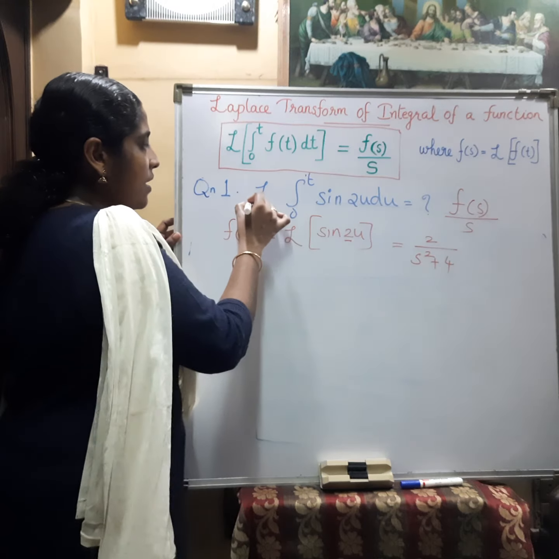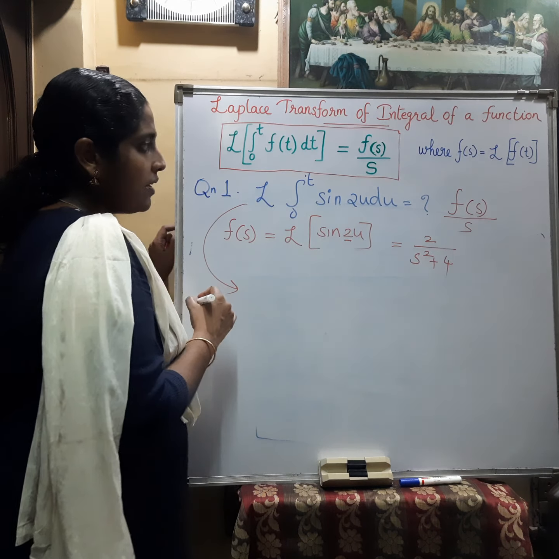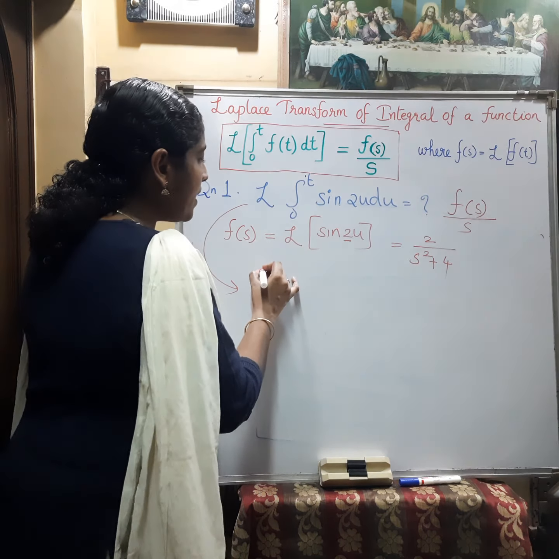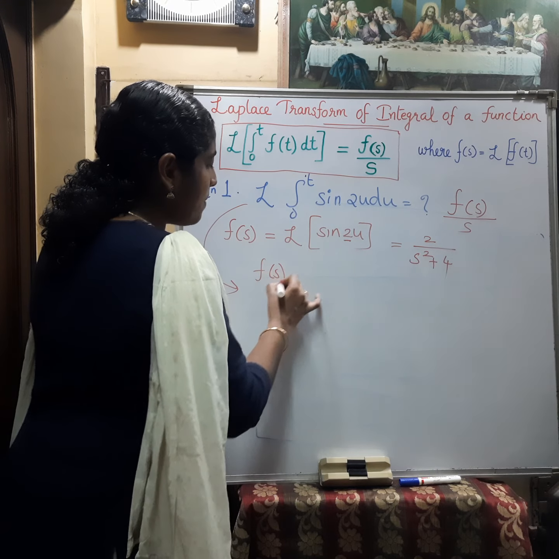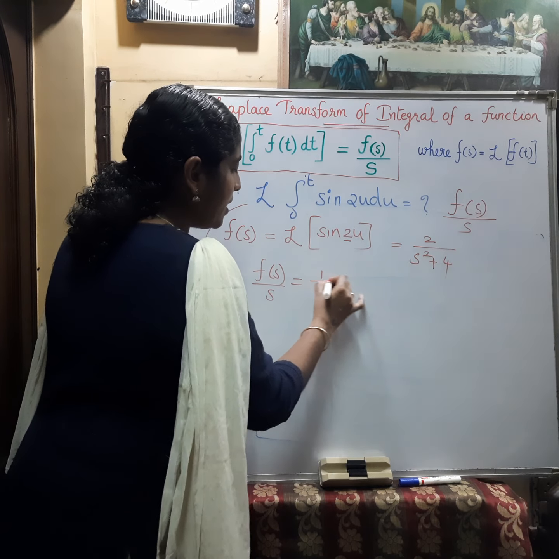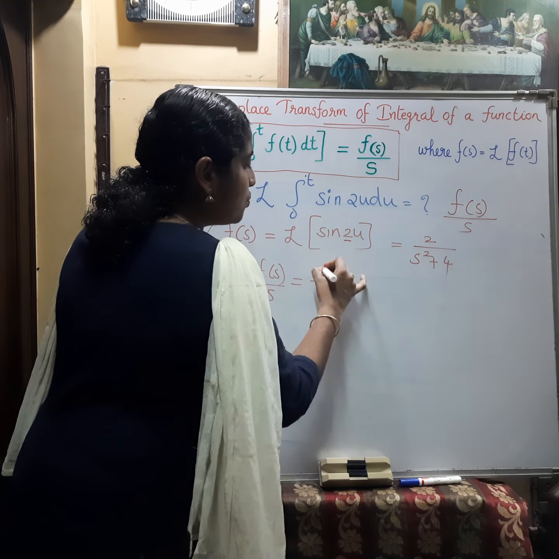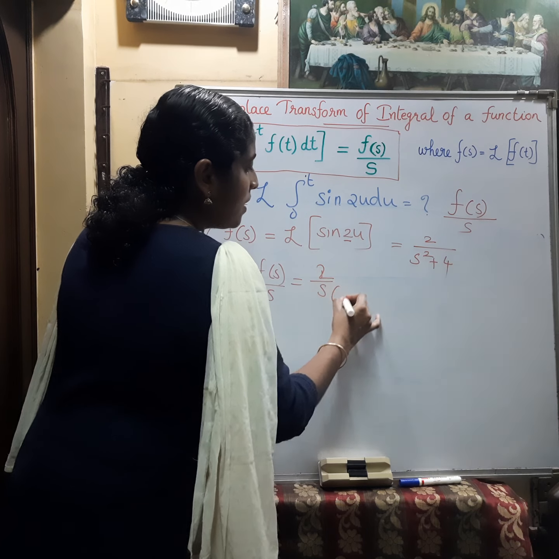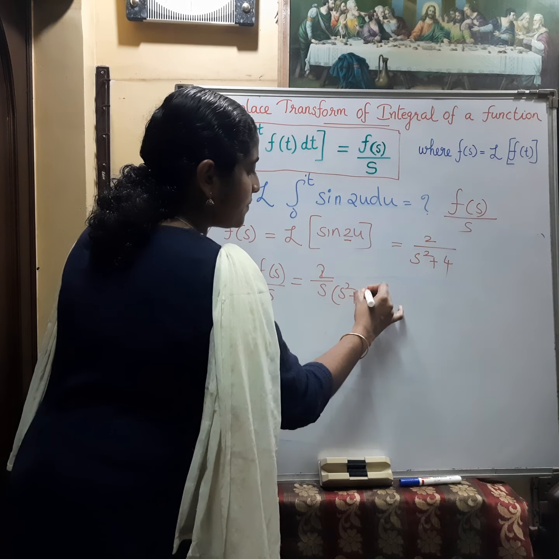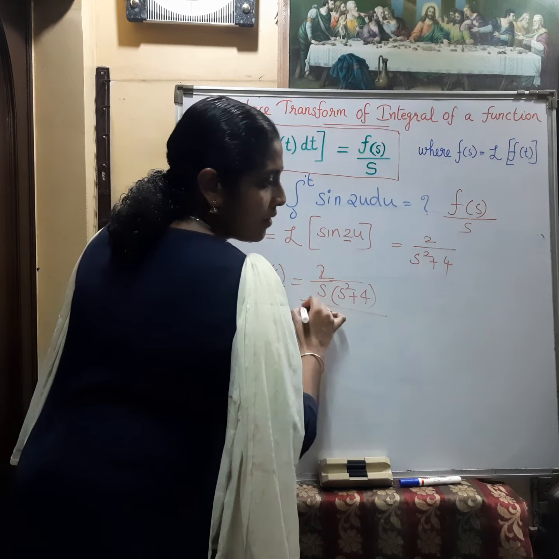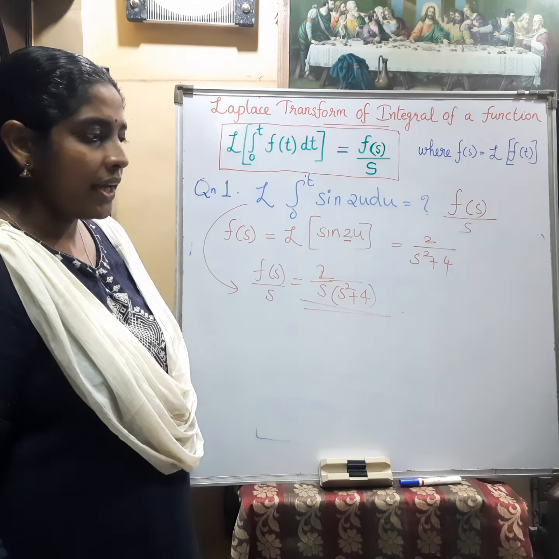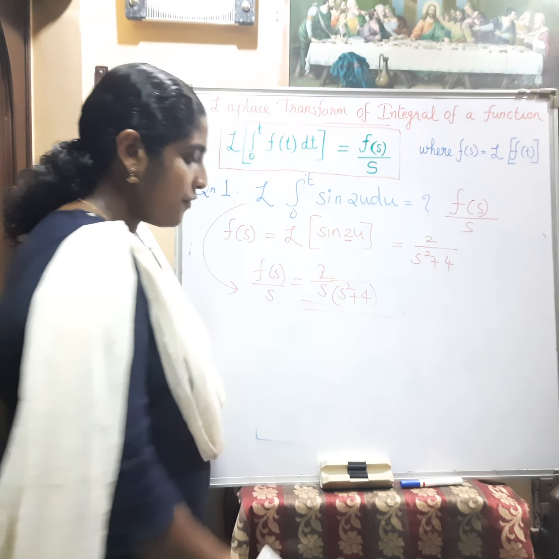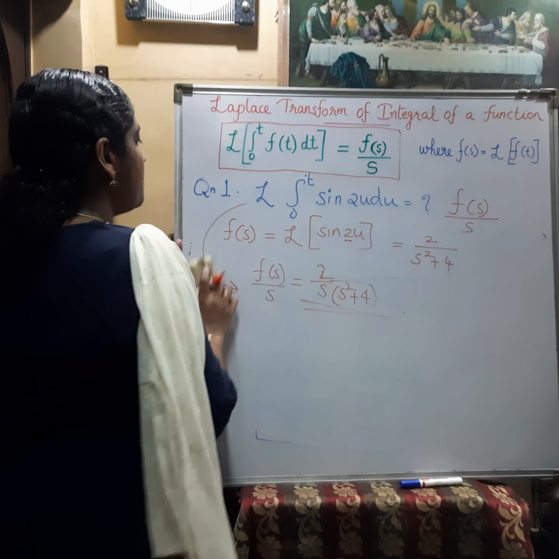Then what will be our answer? f of s by s, which means 1 by s into 2 divided by s square plus 4, that is 2 divided by s into s square plus 4. We can see another problem.